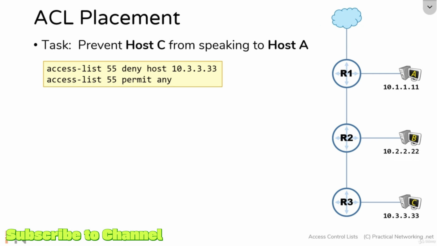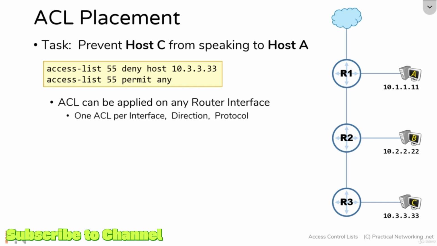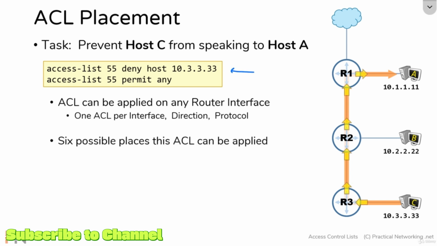Now we learned from prior videos that you can apply access list to any router interface. In videos 1 and video 7, we talked through how you can apply an access list once per interface, per direction, or per protocol. To accomplish this goal, we can apply this access list to any router interface on the path between host C and host A. So if we map out the path, this is what it would look like, which gives us 6 locations we can apply this access list.